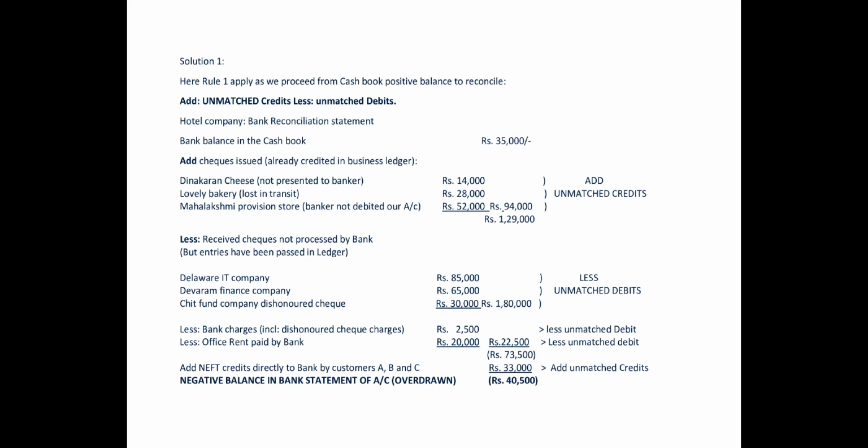Debit entry is found in the bank account. There is no corresponding credit entry in the bank account in the business ledger. So unmatched debit is deducted. Also, NEFT credits directly into the bank account by 3 customers A, B and C are credits in the bank account and there is no corresponding debit in the bank account in business ledger. This is an unmatched credit. So this has been added. So the resulting balance is a negative balance in the bank statement of account to the extent of rupees 40,500, which is an overdraft bank balance.